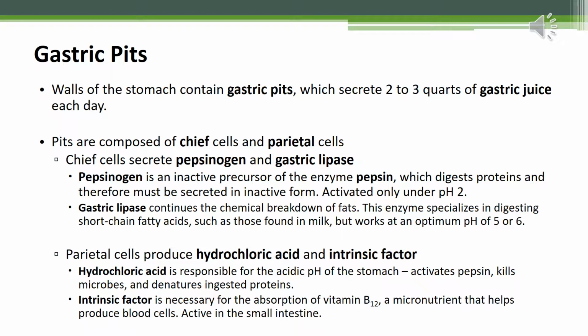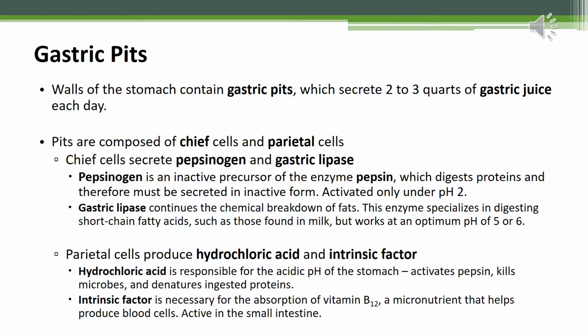The chief cells secrete pepsinogen and gastric lipase. Pepsinogen is the inactive precursor of an enzyme called pepsin, which is responsible for digesting proteins, and must be secreted in its inactive form. This enzyme is activated only under a pH of 2, which means that it needs to come in contact with stomach acid before it's activated.